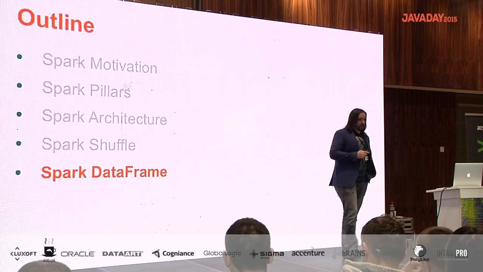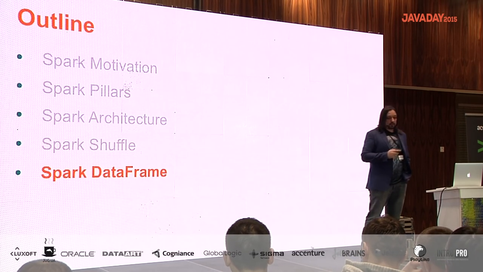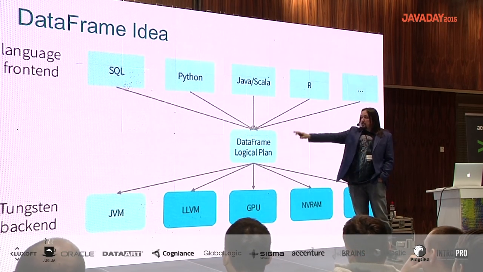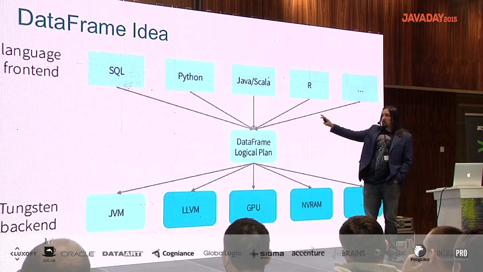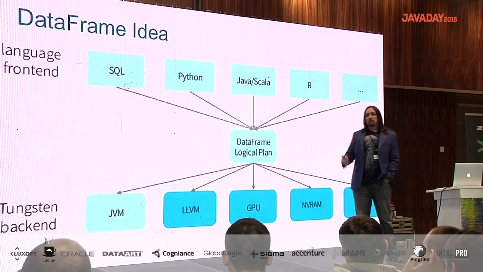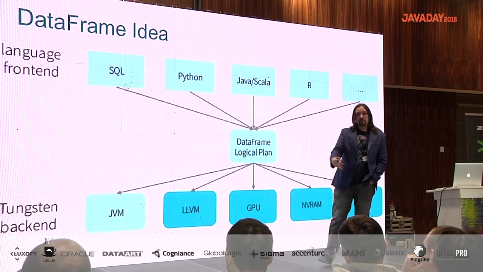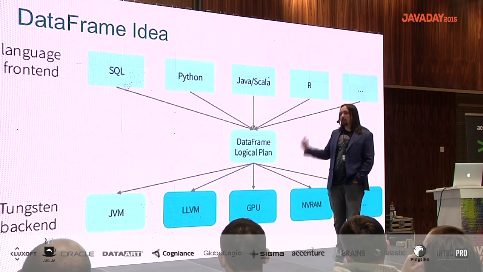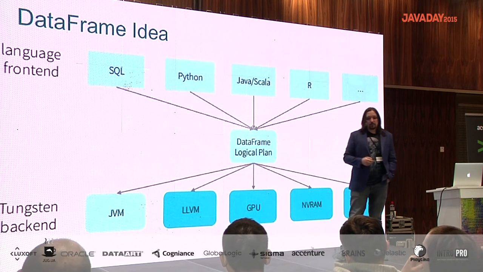And the last part that I wanted to talk about is the Spark data frame. The idea of the data frame is to create a single interface for all the languages to use, to avoid copying the data back to a specific language, for instance, copying data to Python and copying it back, and to use it completely as an interface, not as it is used now.